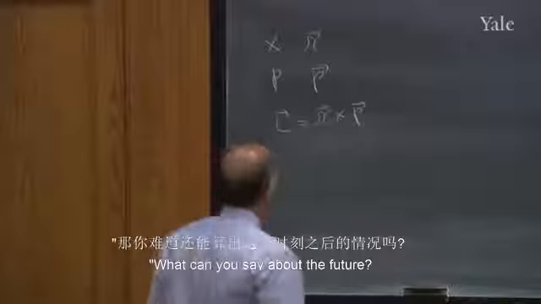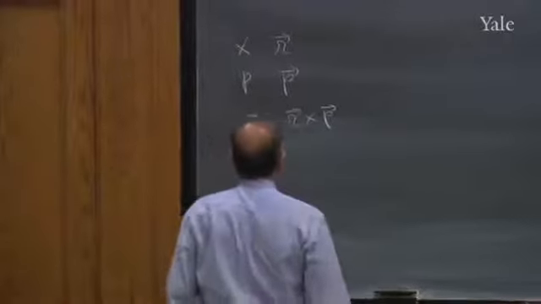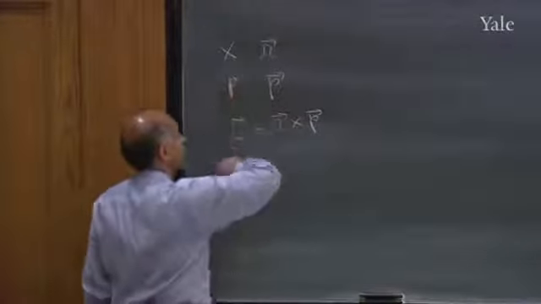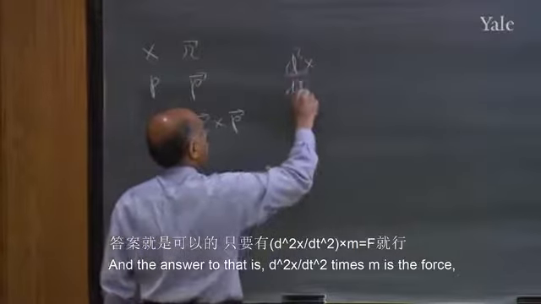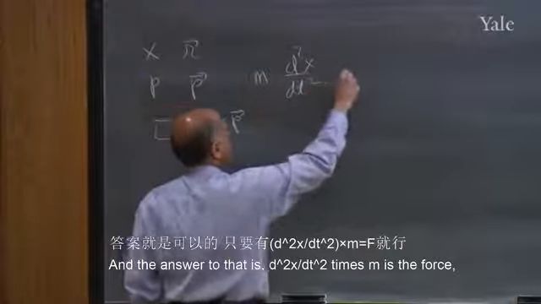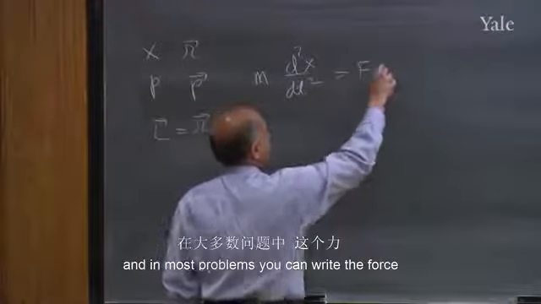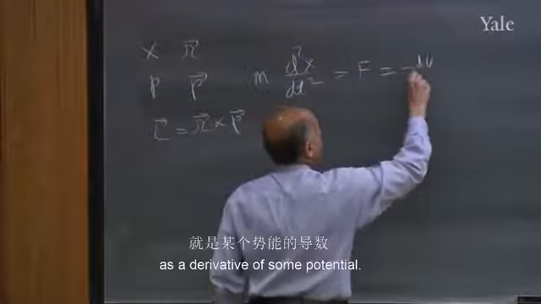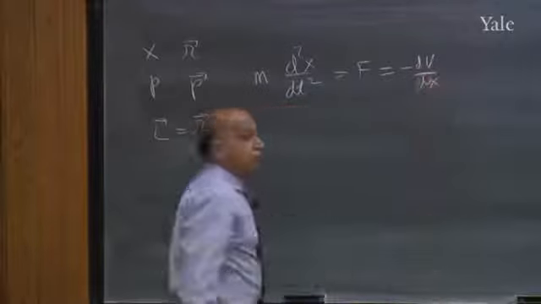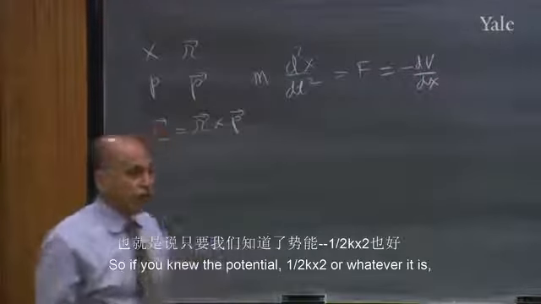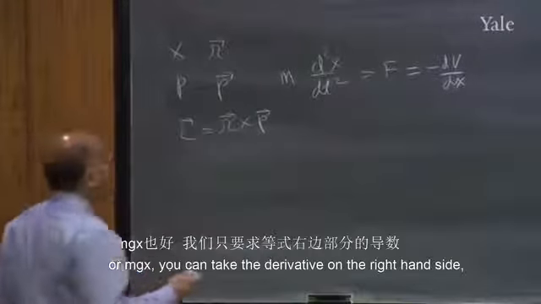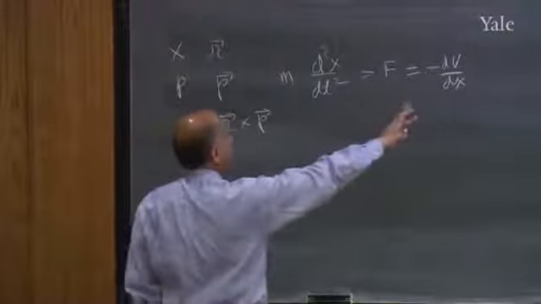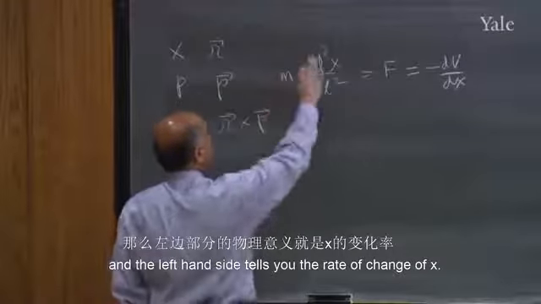Then you want to say, okay, what can you say about the future? What's the rate of change of these things? And the answer to that is m times d2x over dt squared is the force. And in most problems, you can write the force as the derivative of some potential. So if you knew the potential, 1/2 kx squared or whatever it is, mgx, you can take the derivative on the right-hand side, and the left-hand side tells you the rate of change of x.